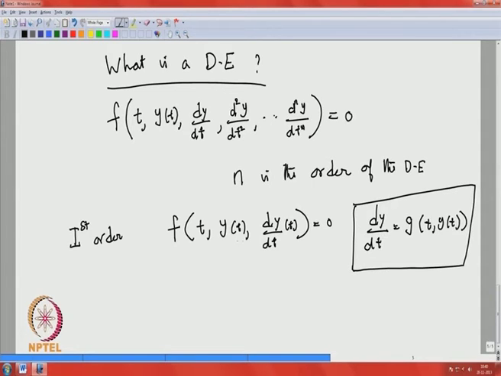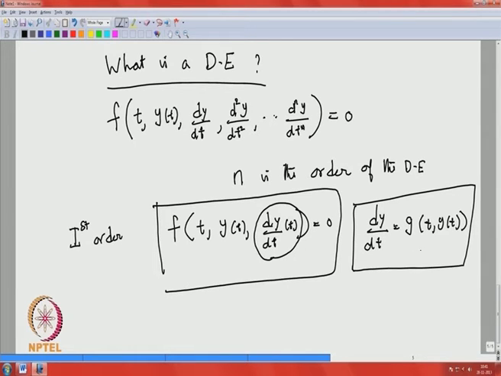As I say here, this and this are not the same. If you want to get this form, you should be able to solve for dy by dt from this relation in terms of t and y, and in general that will not be possible. But we will restrict to a particular case, because this is a much more general category, and this one is a particular case of these differential equations.